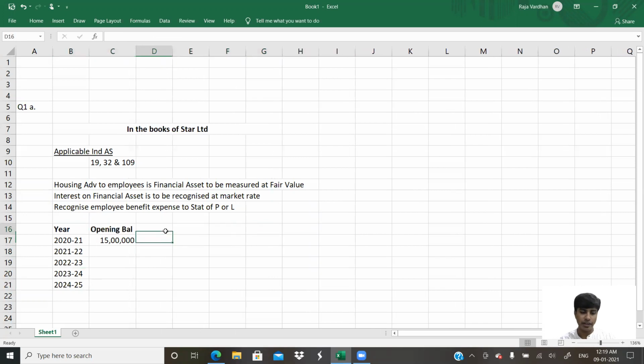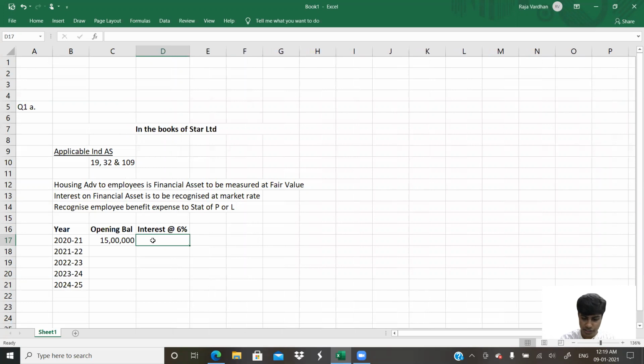Yeah, 15 lakh rupees given. How much is the interest on this? Interest is computed at 6%. You gave them interest at 6%, isn't it? At an interest rate of 6%. How much does interest at 6% come? 15 lakh multiplied by 6%, that is 90,000 rupees. You get that?